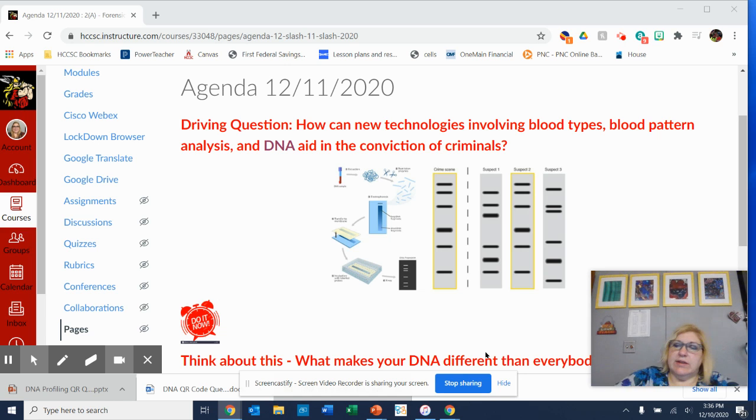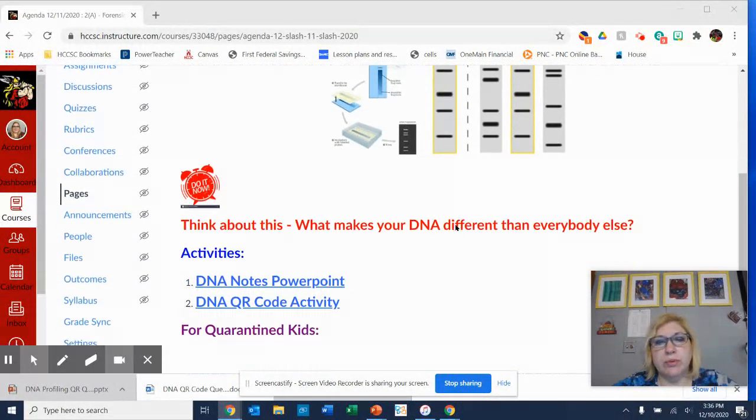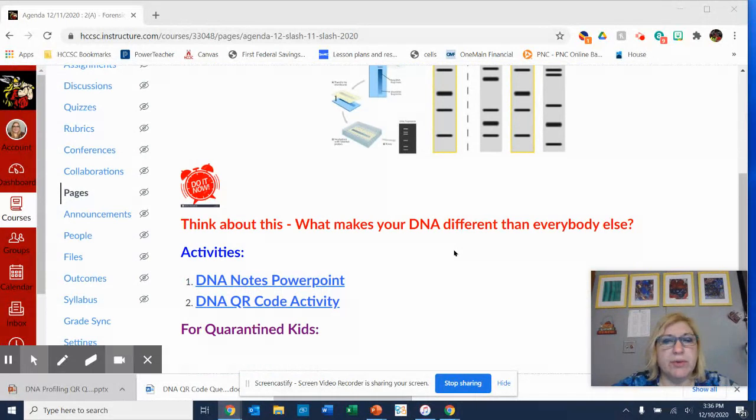Hello, quarantine kids. We are going to be talking about DNA some more in forensics class. This is a picture here of the process of DNA fingerprinting, which is something I'm going to explain to you. What we're going to be doing on Friday, December 11th, is going over some notes, and then we're going to be doing a QR code question activity.